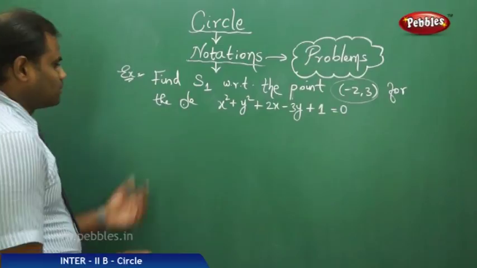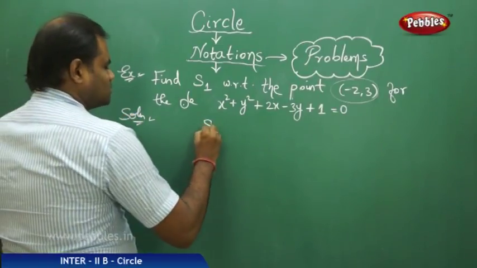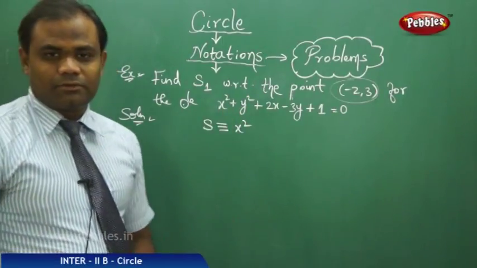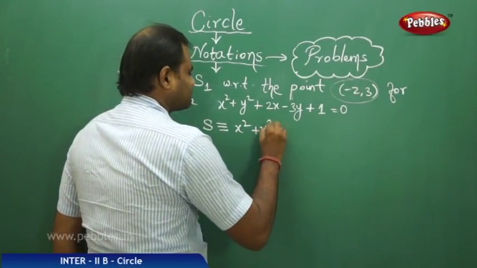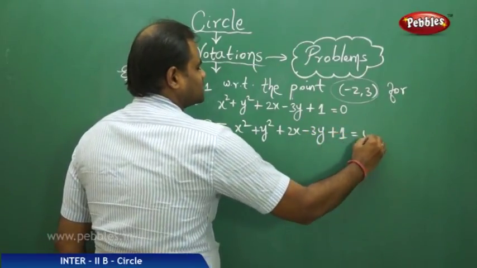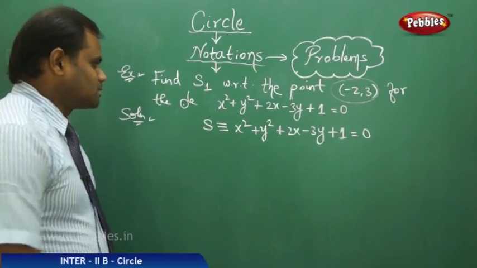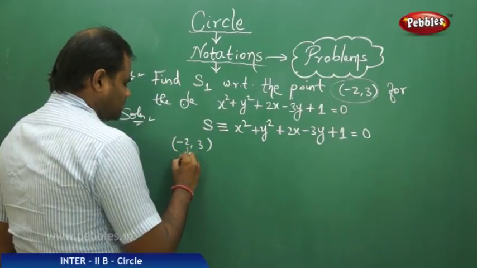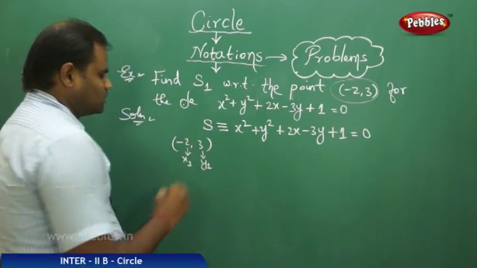Now that we have seen the notation, let's initially take the circle denoted in general form as S. As we all know, the general equation of the circle is represented by S equals x squared plus y squared plus 2x minus 3y plus 1 equal to 0. In this case, my point is minus 2, 3, where my x coordinate is denoted by x1 and this corresponds to y1.